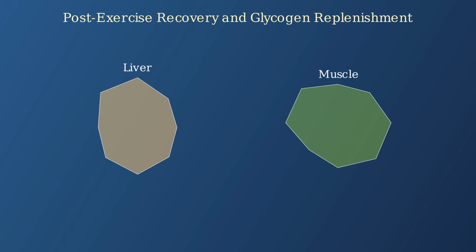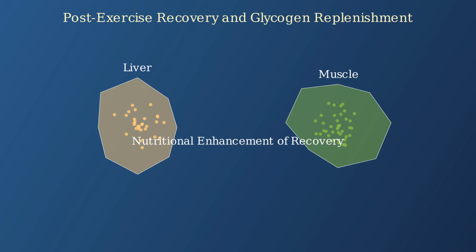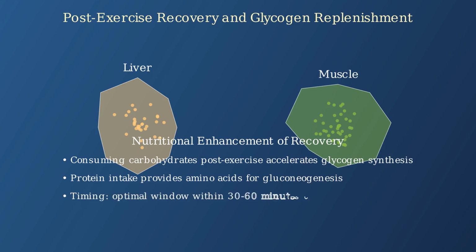After exercise, gluconeogenesis continues to play a vital role in recovery. The process helps replenish glycogen stores in both the liver and muscles. Proper nutrition can significantly enhance this recovery process. Consuming carbohydrates post-exercise accelerates glycogen synthesis, while protein intake provides amino acids for gluconeogenesis. The optimal nutrition window is within 30 to 60 minutes after exercise.